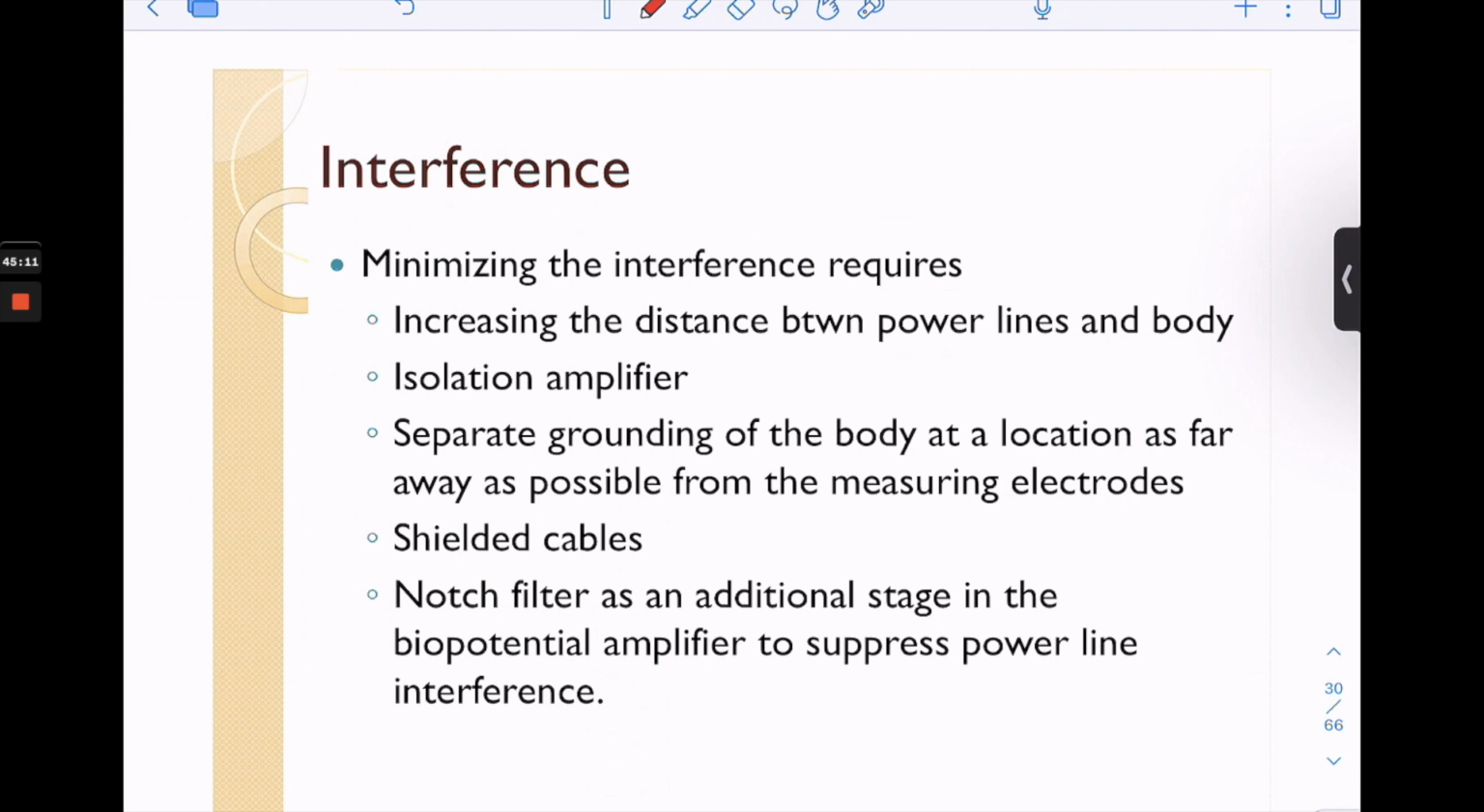Next one. Minimizing the interference requires increasing the distance between power lines and body. We need to have the isolation amplifier. We need to have a separate grounding of the body at a location as far away as possible from the measuring electrodes and shielded cables, and we can use notch filters and an additional stage in the biopotential amplifier to suppress power line interference. And there are so many things that we can select to minimize the interference of the signals.